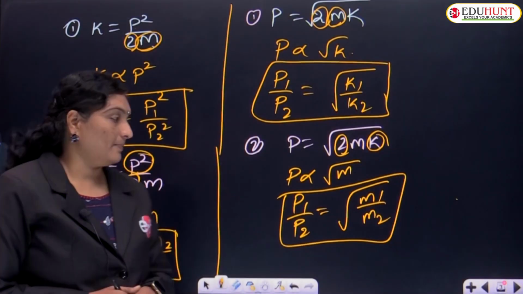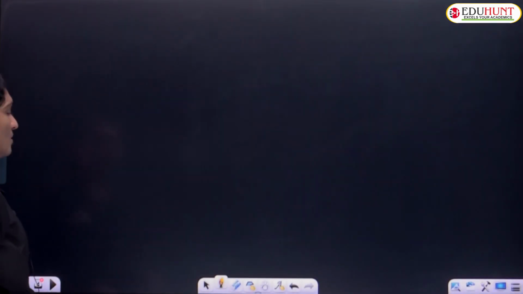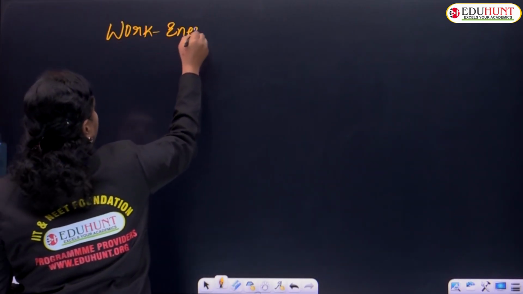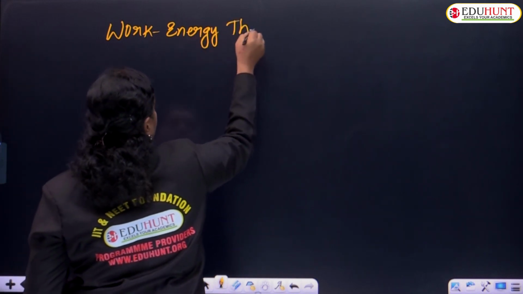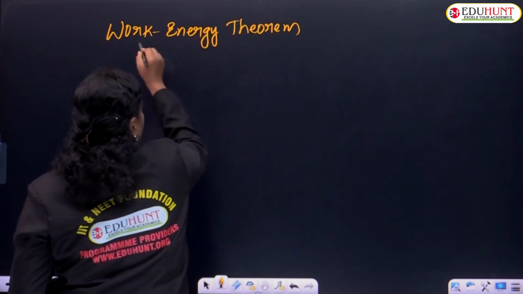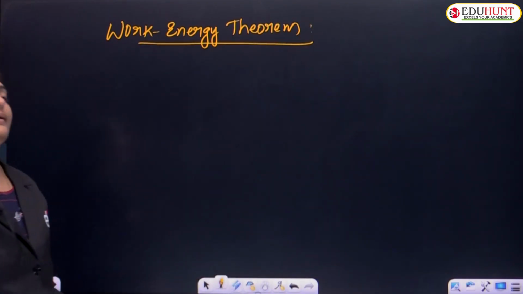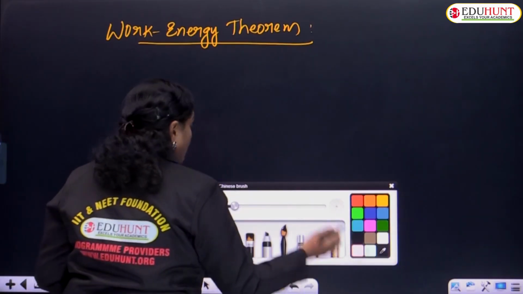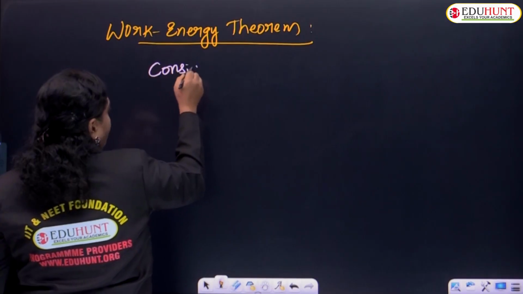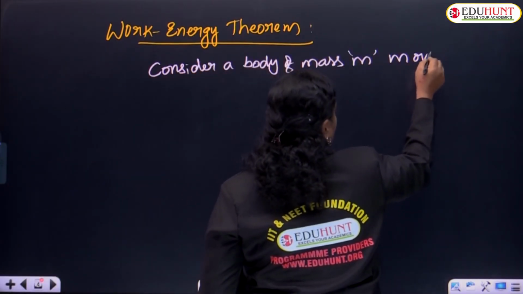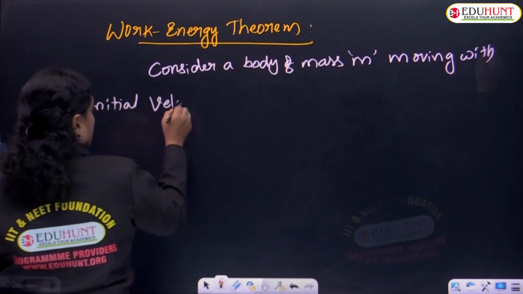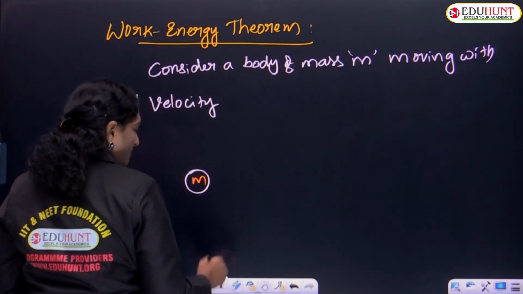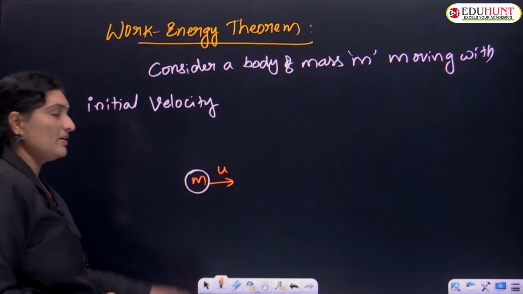Work energy theorem. Okay, so now the next one is all about your work energy theorem. This also plays a major role in this chapter. In order to understand what exactly the work energy theorem is, we have to consider a body of mass m moving with initial velocity u.